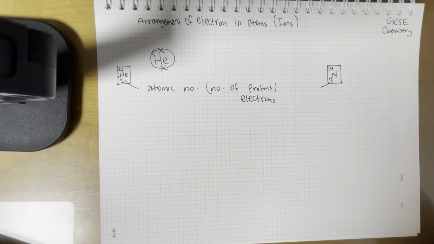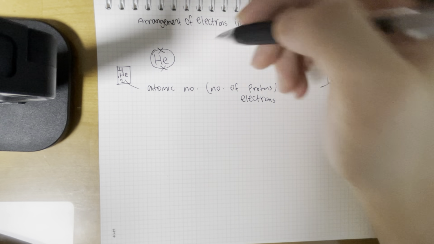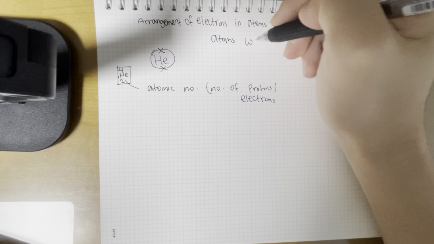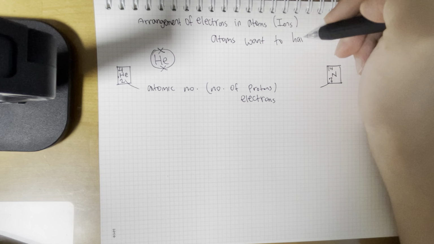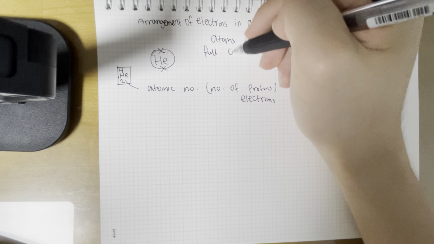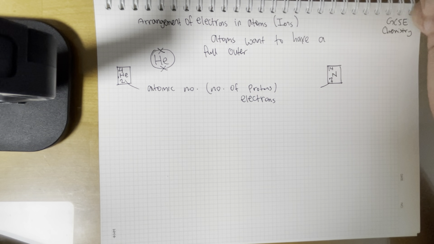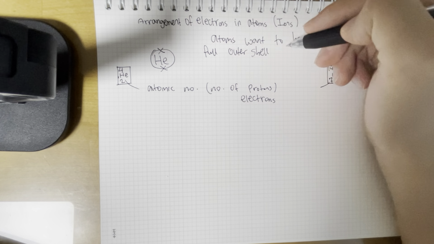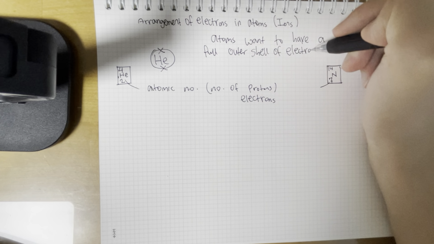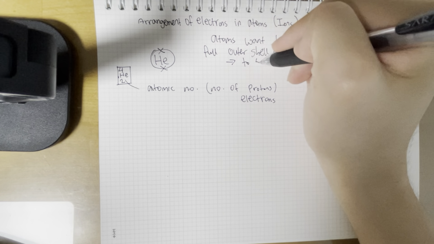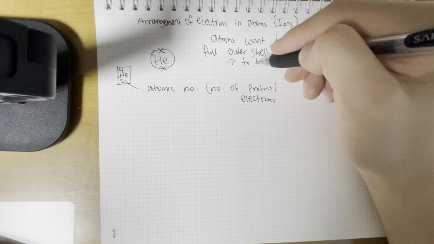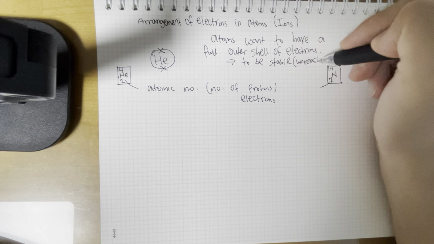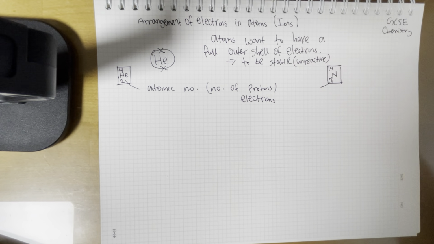So what atoms want, in order to be stable, is to have a full outer shell of electrons. I'll go into depth on what this outer shell means in a minute's time, but just look. Atoms want to have a full outer shell of electrons. Why? To be stable. Once they're stable, they are unreactive. So this helium here currently has a full outer shell of electrons. It has 2 electrons in its outer shell.